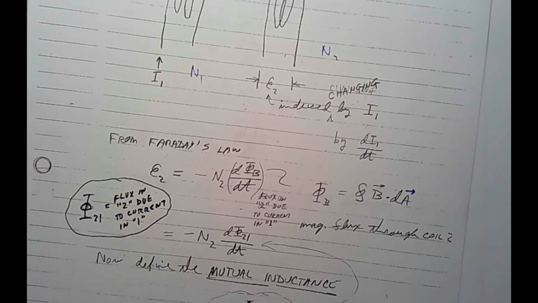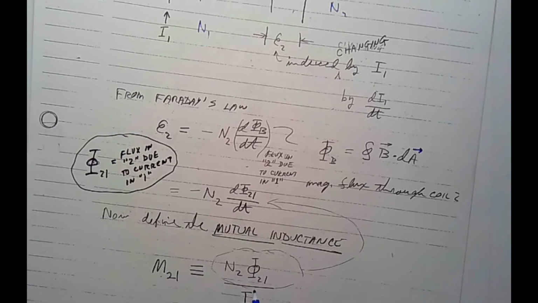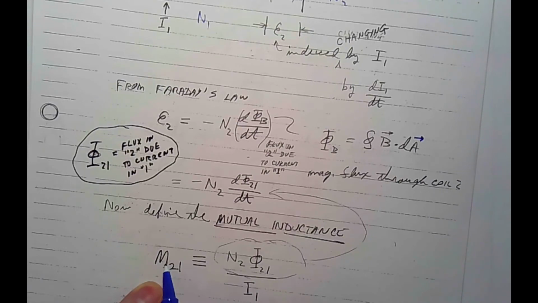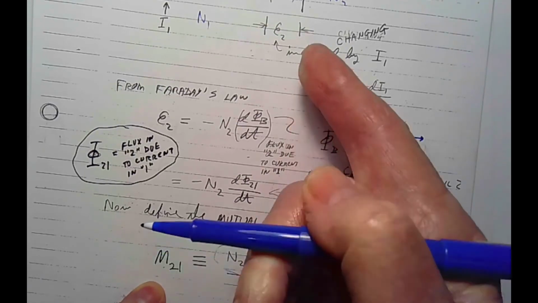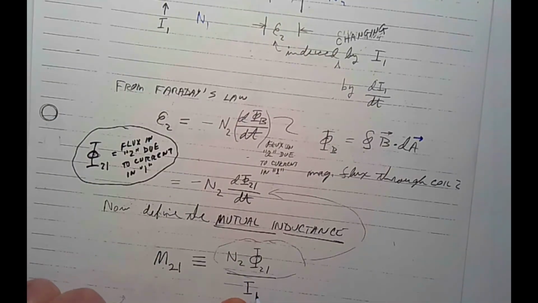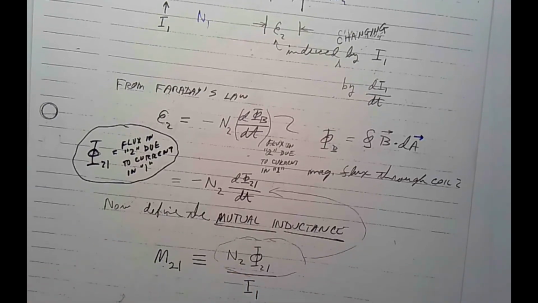Now we're going to define the mutual inductance as this kind of odd collection of units. We're going to define M sub 2,1, the mutual inductance of 2 relative to 1, as the number of turns in 2, times the flux in 2 due to 1, divided by the current in 1. So this is a real mixed thing. This is the transfer, number of turns in 2, the current in 1, a kind of hybrid, 2 due to 1.